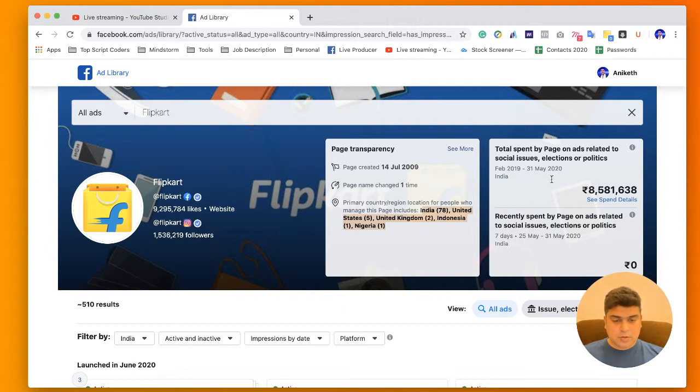And then you can also see how much they have spent on any ads that are connected to social issues, elections, or politics. You can see over here that they have spent almost 85 lakhs between February 2019 and 31st May 2020. That's the amount they have spent, and you can see all of these ads over here.